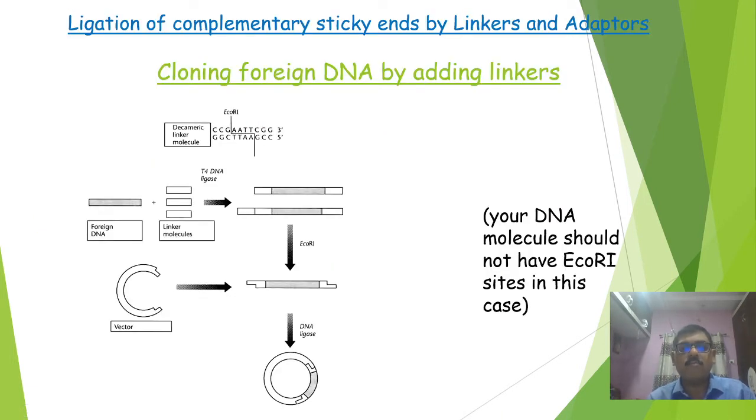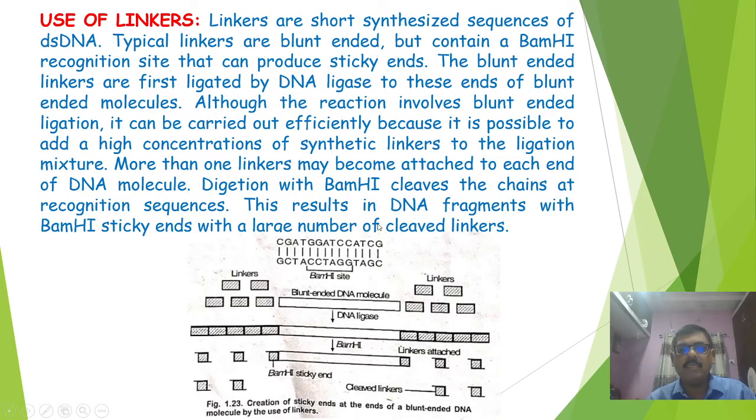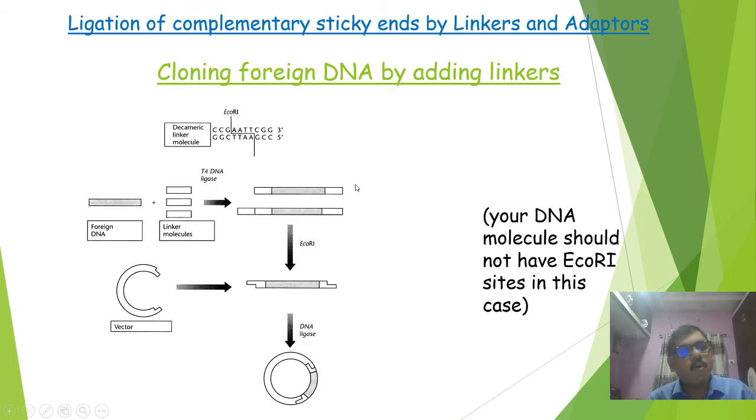This is the cloning of foreign DNA by adding a linker. In this case, we have added BamH1. Again, EcoR1 is an enzyme which also cuts this DNA fragment into a sticky ended molecule. So these linkers are attached to each other. This is the foreign DNA and this is the linker molecule. The foreign DNA is blunt ended, and this linker molecule is blunt ended. We are adding these, and the final molecule is blunt ended.